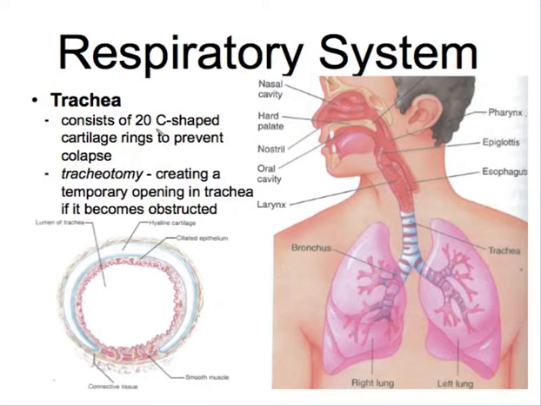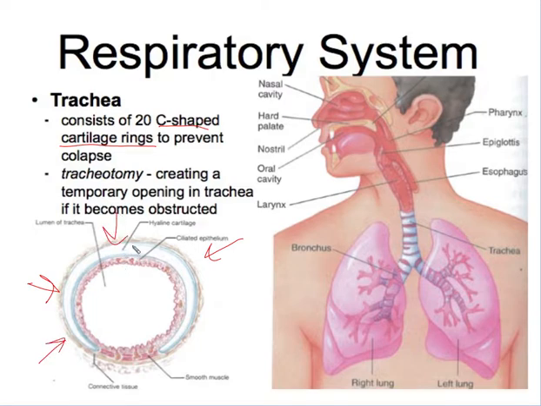Okay, so your trachea is made of C-shaped cartilage rings, and the function of these C-shaped cartilage rings is to prevent it from collapsing. Based on pressures, when you breathe in and out, you're creating a low pressure system in here. So the high pressure on the outside would collapse your trachea. You would cease to breathe if you didn't have these cartilage rings there.